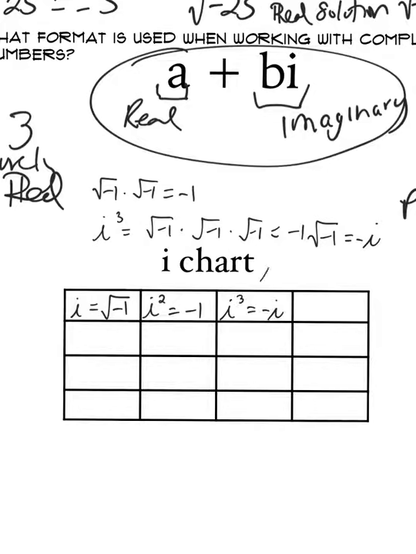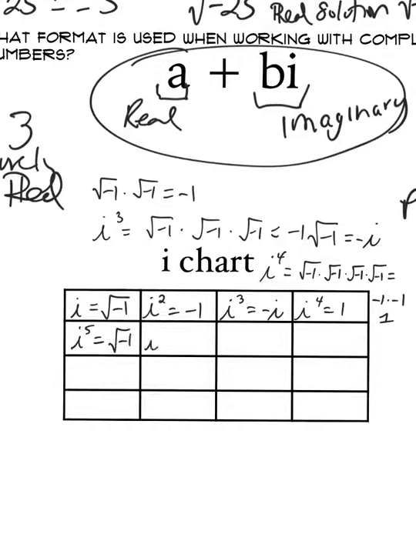i to the 4th power is the square root of negative 1 times itself 4 times, which is negative 1 times negative 1, which is positive 1. i to the 5th power is the square root of negative 1 times itself 5 times. If you go ahead and do that, you're going to end up right here.